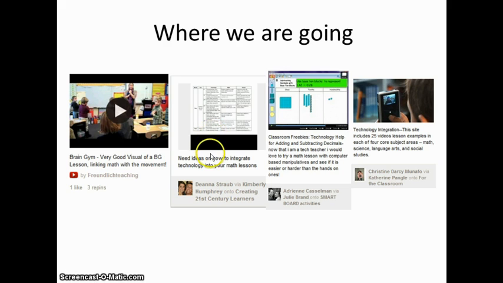What about this one here? Technology in your math classroom. They're using a rubric. Hey, I like that. Maybe I'll take a look at that. 21st century learners. Hey, that's giving me keys to what I'm looking for.